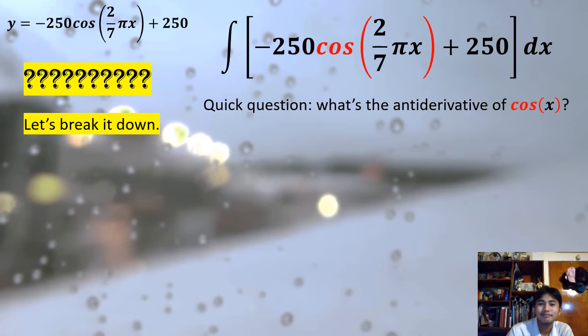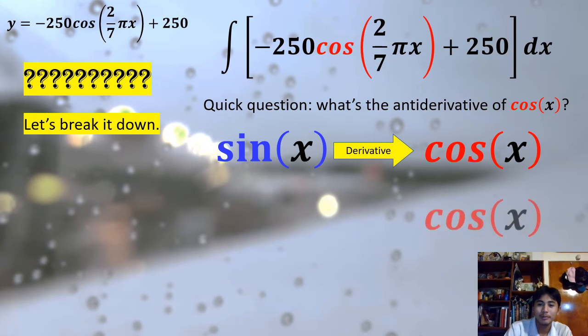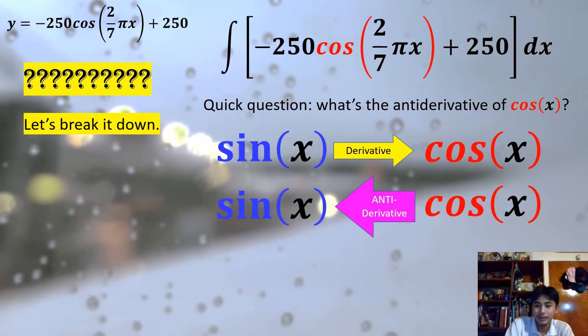So at its root, this thing is a cosine equation, and so you can just highlight it in red. So the quick question, what's the antiderivative of cosine? We know the derivative of sine is cosine, right? So if the derivative of sine is cosine, and antiderivative is the opposite of the derivative, then that means that cosine's antiderivative must be sine, right? It only makes sense. Yeah, so that's right. Antiderivative of cosine is sine. And so that's going to be very useful later on.